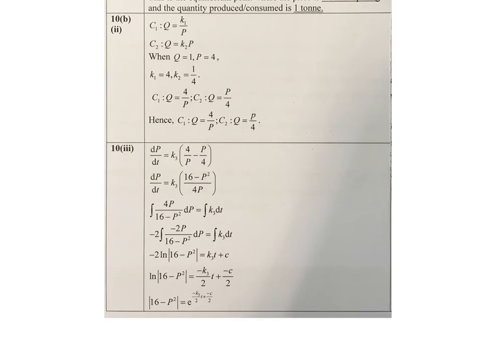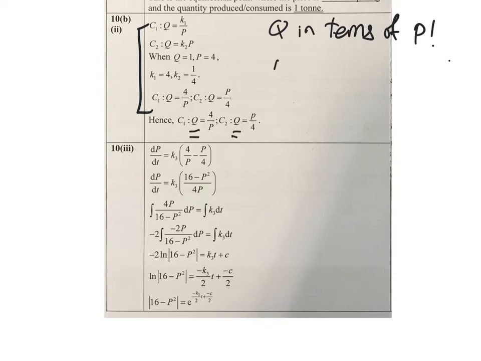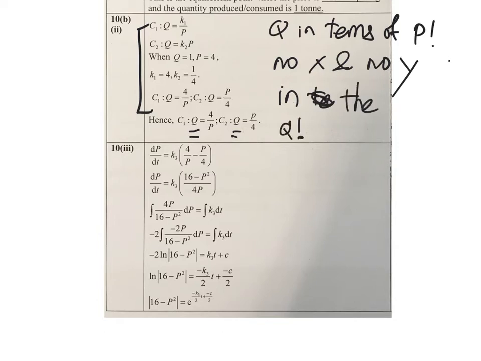For part 2, you're asked to solve for the equation C1 and C2 expressing Q in terms of P. So all the working here is simple. I just need you to pay attention to express your Q in terms of P. There are no x and no y in the question.